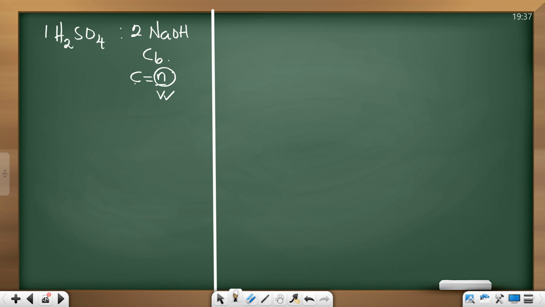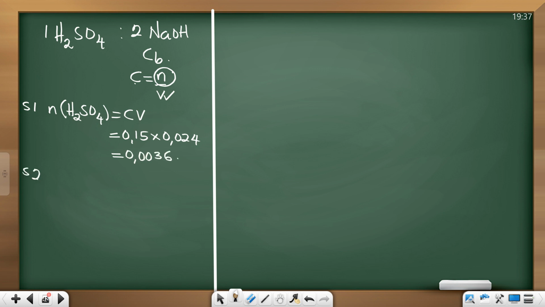The number of moles. Step one is to find the number of moles of sulfuric acid. And what is that? C multiplied by V. What's the concentration? 0.15. What is the volume? 0.024, I think. Somebody give me an answer. 0.0036.